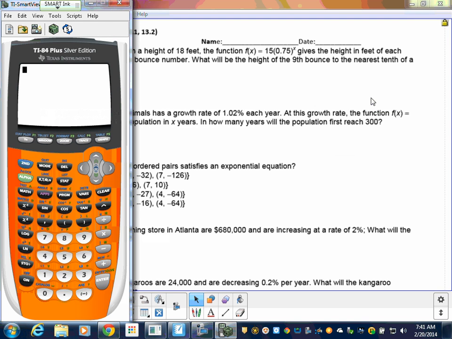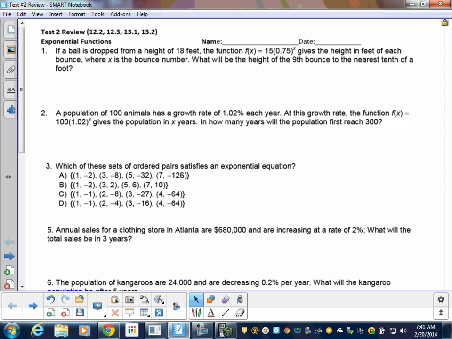Guys, in reading problem number 1, it says, if a ball is dropped from a height of 18 feet, the function 15 times 0.75^x gives the height in feet of each bounce, where x is the bounce number. So that's the bounce number. What will be the height of the ninth bounce to the nearest tenth of a foot?